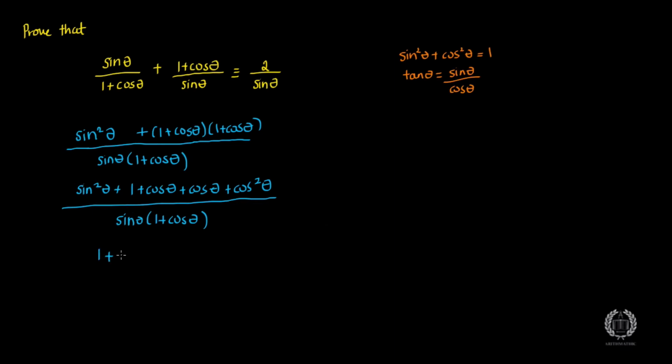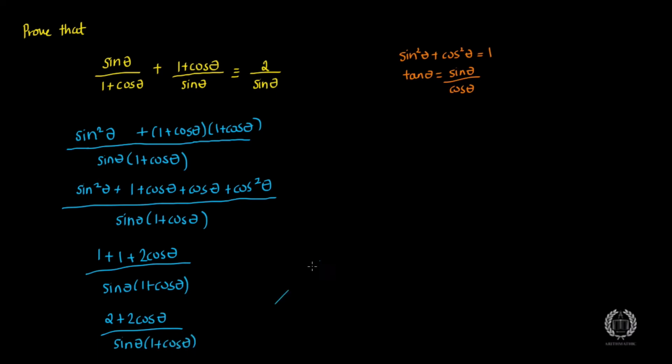Plus, we have 1 here. Cos theta plus cos theta, 2 cos theta. Okay? Over sine theta, and then bracket 1 plus cos theta. Now, what's 1 plus 1? 2. So you have 2 plus 2 cos theta over, I forgot to close the bracket, over sine theta, and then 1 plus cos theta. Okay, now because I haven't got space, I'm going to write it here.